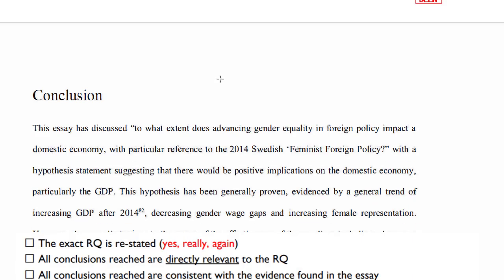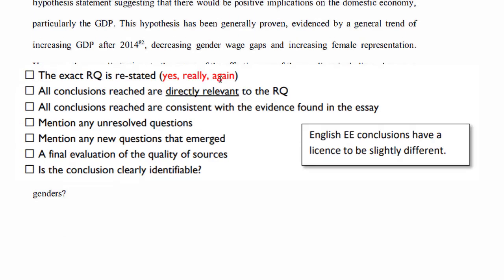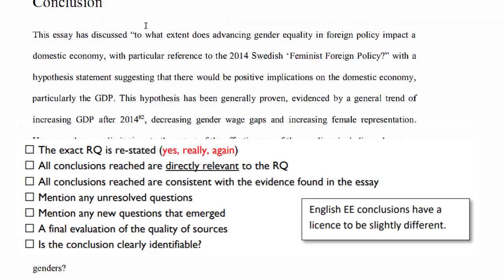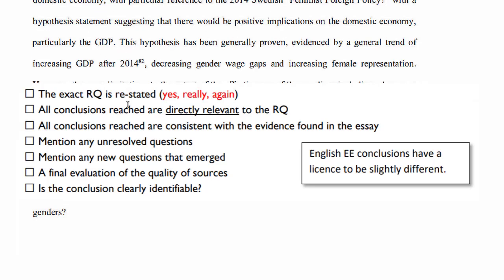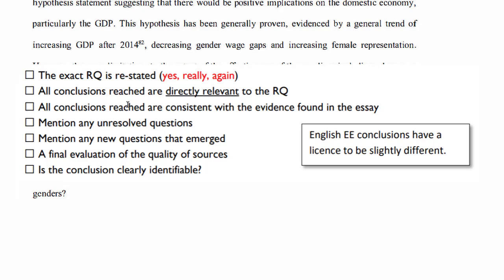And then, so we obviously reach our conclusion. Your conclusion should have the research question written again, because look at this: this essay has discussed what, with blah blah blah, and then they are answering the question. So the conclusion is the final answer to the research question, so include it. All conclusions are directly relevant to the research question. We don't want anything new. We don't want anything that just isn't relevant to the research question. All conclusions reached are consistent with the evidence found. It's really bad when a little bit of extra stuff creeps into the conclusion, and it either hasn't even been referred to, or you didn't actually provide any evidence for it.